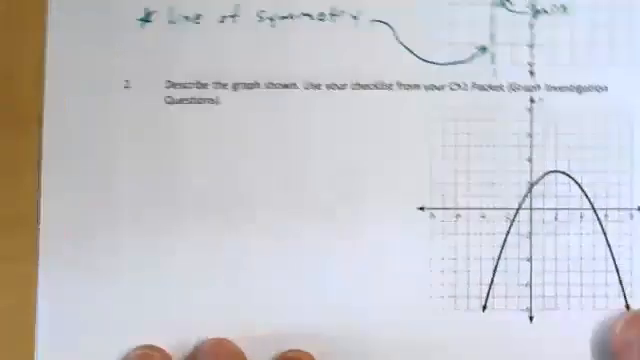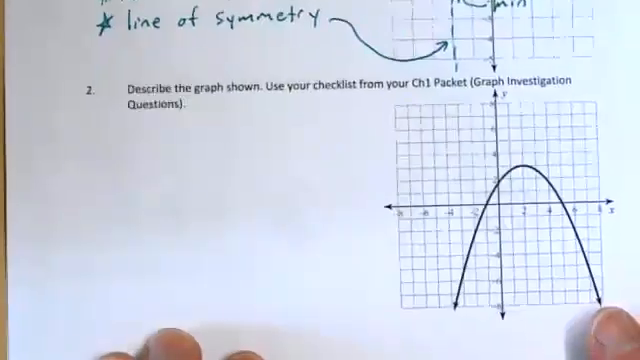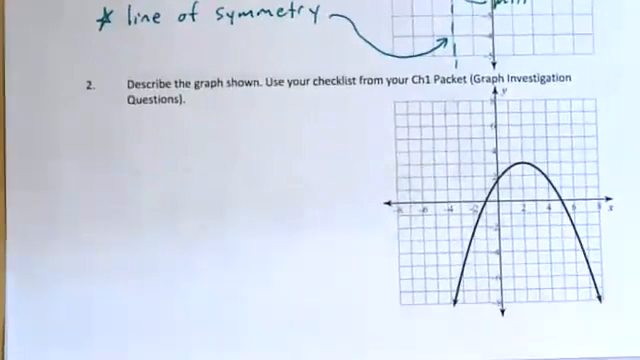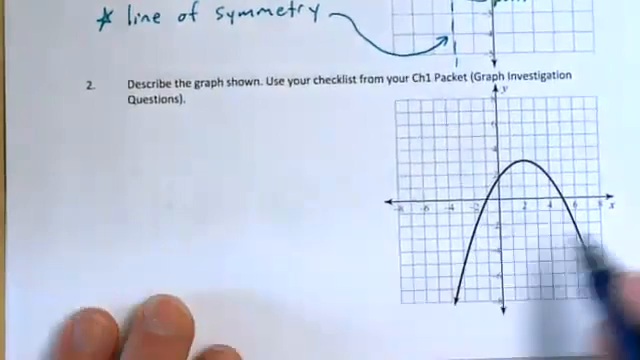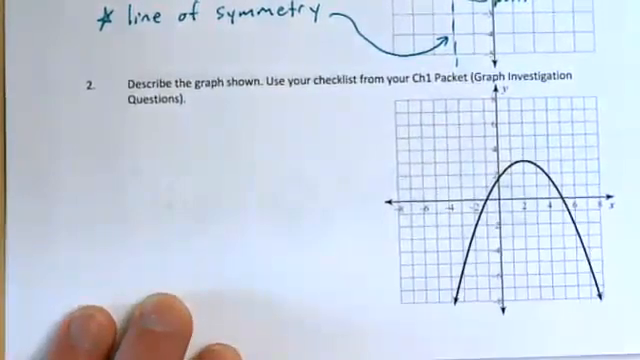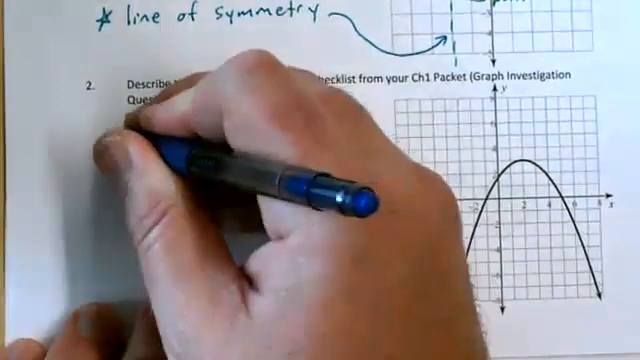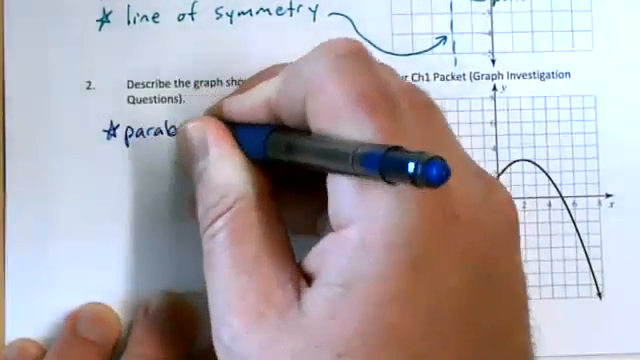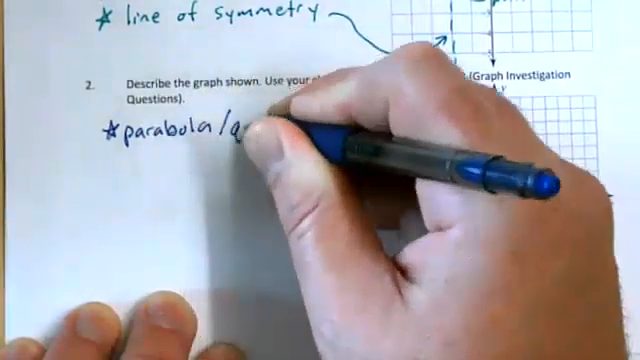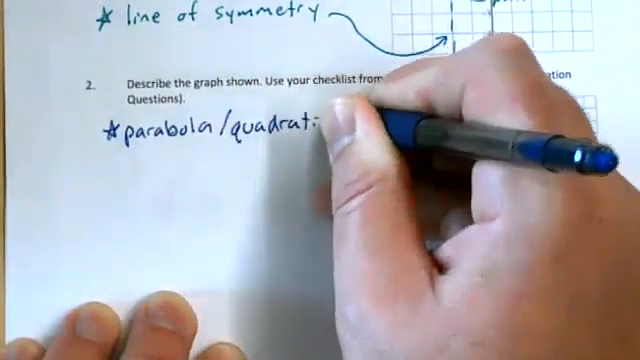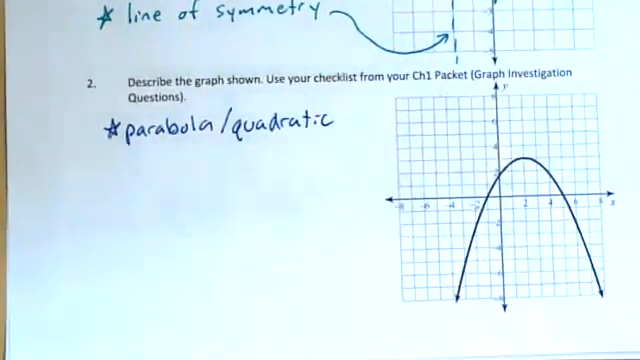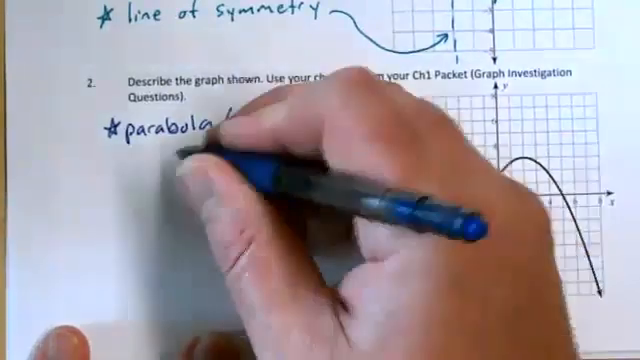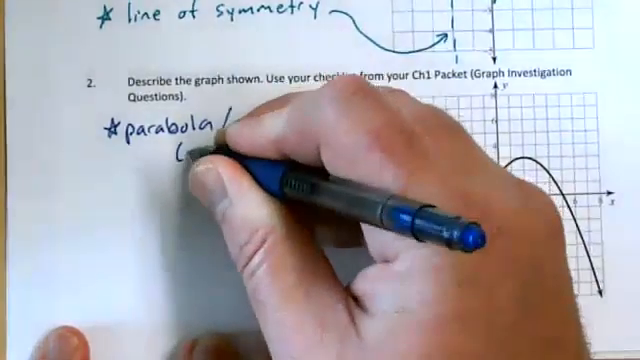All right, this time around, they gave us the graph. It was nice of them, so we don't have to go through all the work to find the points and draw the graph. We're just describing, so we'll go through that checklist again. What I'm seeing here is kind of a U shape. It's upside down. That's the shape of a parabola or a quadratic. Either one of those would be fine. So it's a parabola or quadratic, and it is opening down. So if we wanted to provide a little bit more information, we could write opens down.